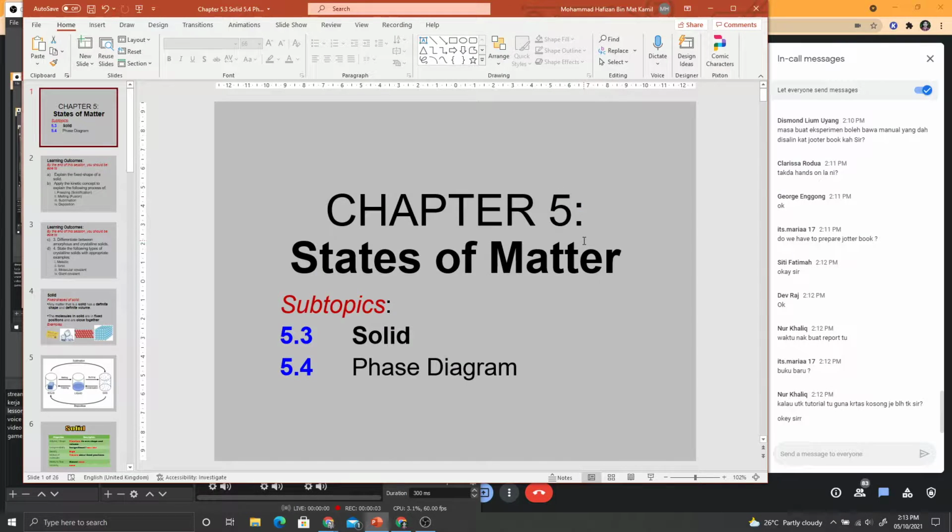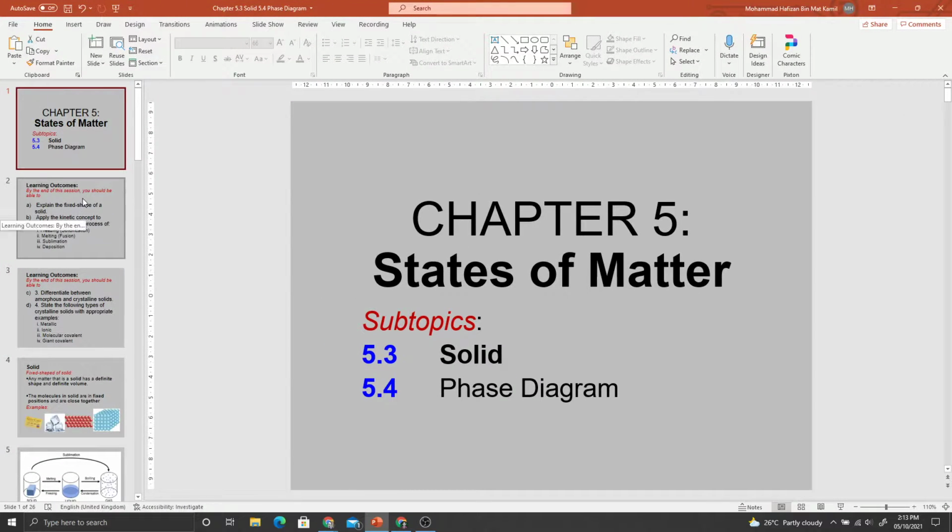Kita akan masuk the final chapter dalam the final subtopic of chapter 5, which is state of matter. Kita akan tengok solid and later kita akan tengok phase diagram, where I akan teach you guys on how to draw a proper phase diagram.